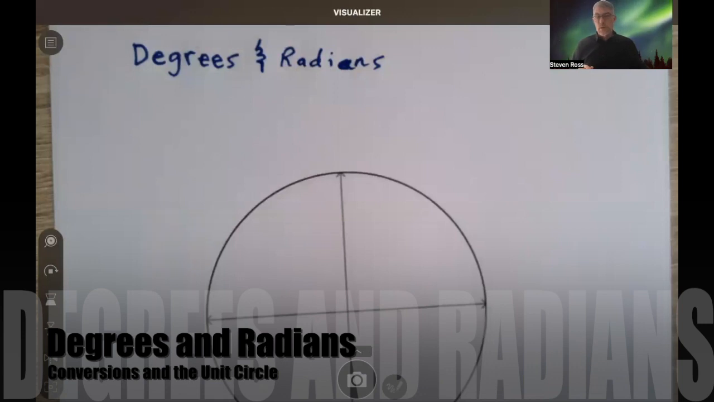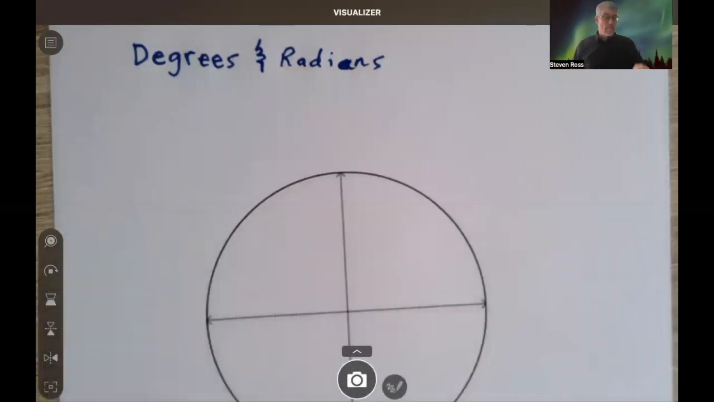Okay, so what we're going to do today is take a look at degrees and radians, and maybe talk a little bit about the purpose of both of them. Most of us have learned degrees first because degrees work really well with geometric shapes like triangles and pentagons and hexagons and things like that. But radians work a little bit better for things like trigonometry.